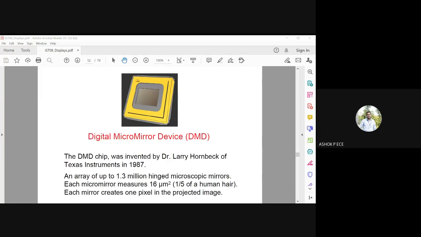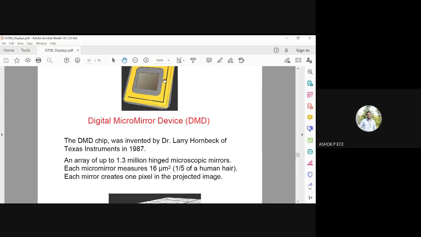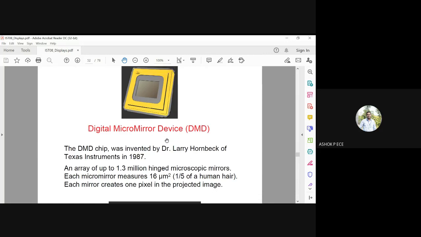It is going to have 1.3 million microscopic mirrors arranged in the form of a matrix, and each mirror is going to be very compact, 16 micrometers square. It is only one-fifth of a human hair. Each mirror creates one pixel in the projected image. It is going to create only one pixel.